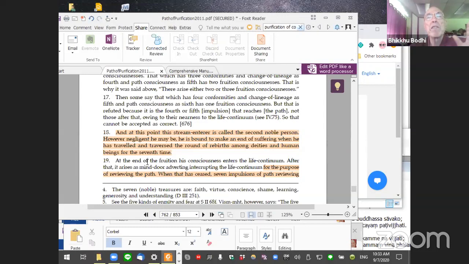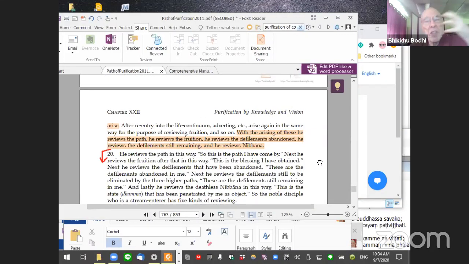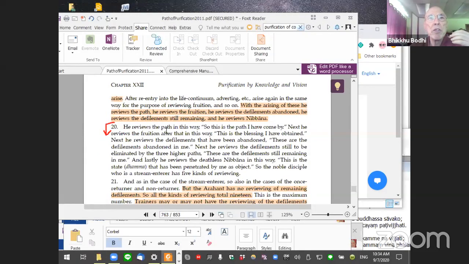Okay, after the experience of fruition, one next will undertake what is called the process of reviewing. This is a process by which one reviews the path, fruit, and nibbana. This is explained in rather technical Abhidhamma terms. Let's try to explain it in more normal terms. So what one does after attaining the path and fruition, one will review the path, one reviews the fruit that one has experienced, one reviews the defilements that have been abandoned, one reviews the defilements that still remain, and one reviews nibbana. And this is the way one reviews.